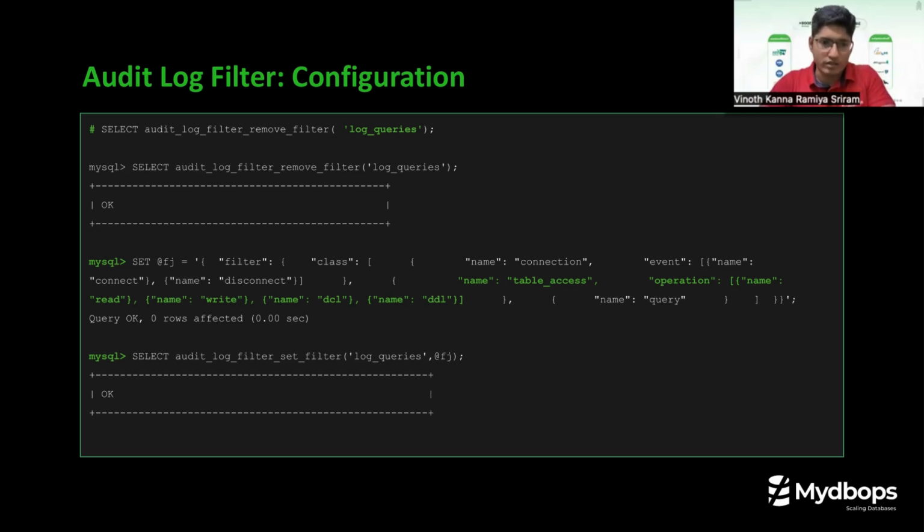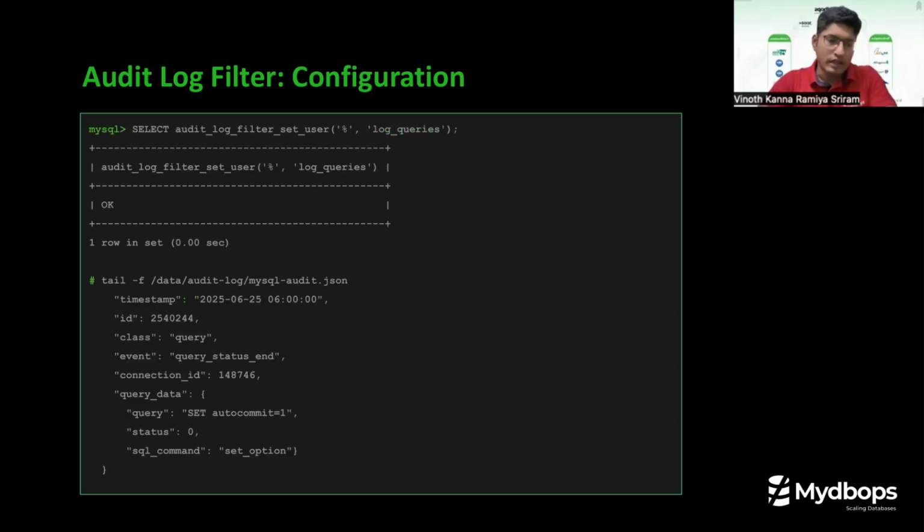Once we have done all this framing of the filter, then we can use an identifier to load the filter. We use the SQL function audit_log_filter_set_filter to define that. So we are going to set an identifier called log_queries, and we are going to load the JSON we have constructed. Once it returns successfully, we are good to proceed to the next step.